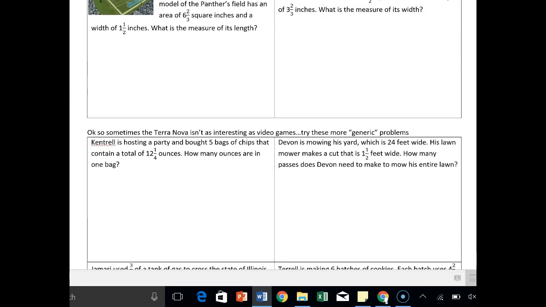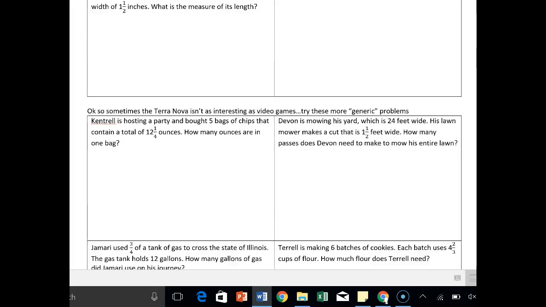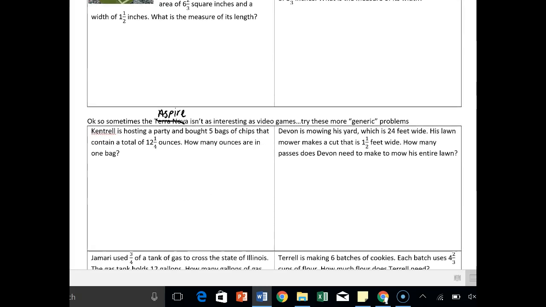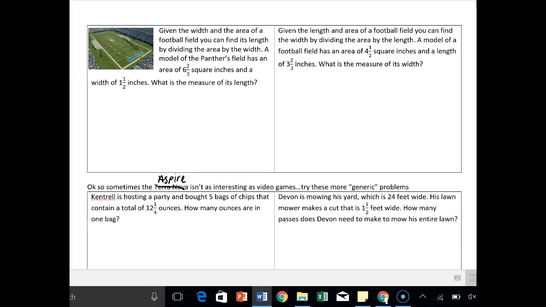Now, these last questions, sometimes they're not going to be super interesting, but sometimes they may look like the Terra Nova or Aspire questions, right? And what you're going to want to do is, in partners, go ahead and try and figure these out. Now, you might not get to these today, and there's no video to necessarily help you out with them. This area problem is going to be 6 2/3, right?